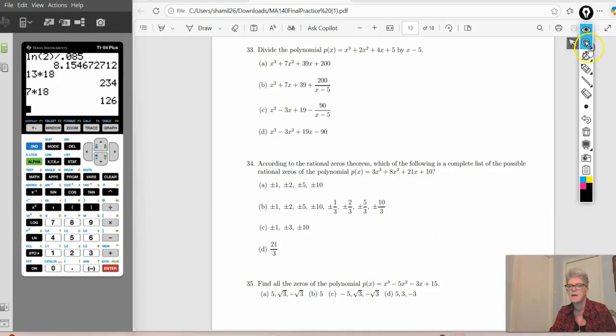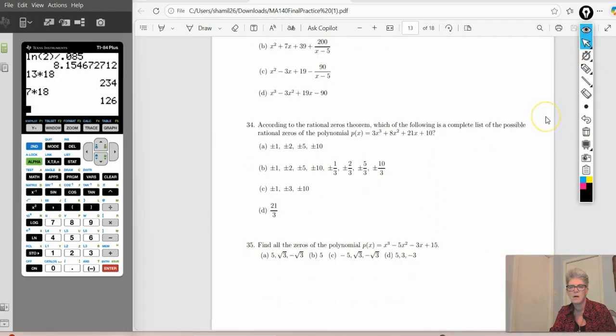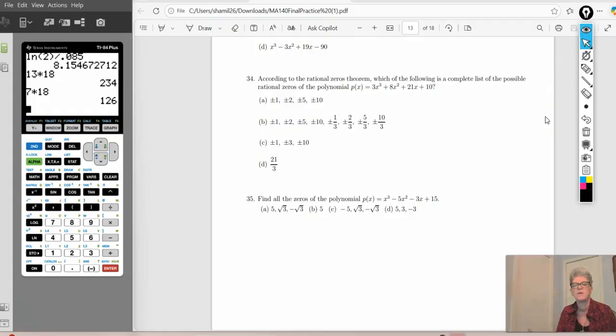Okay, now, according to the rational zeros theorem, what is a complete list of the possible rational zeros? Okay, so by the rational zeros theorem, we're going to have plus or minus all of the factors of 10, all over all of the factors of 3.